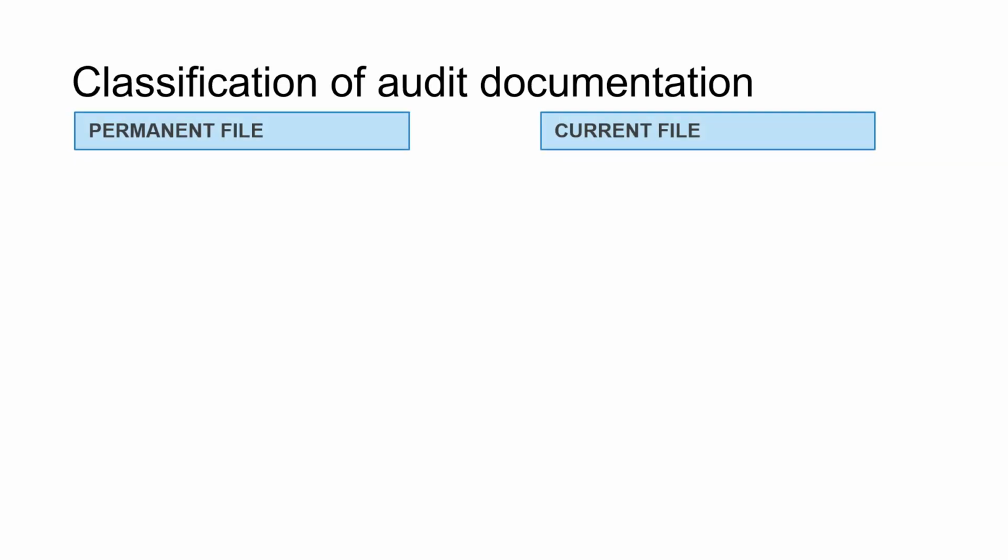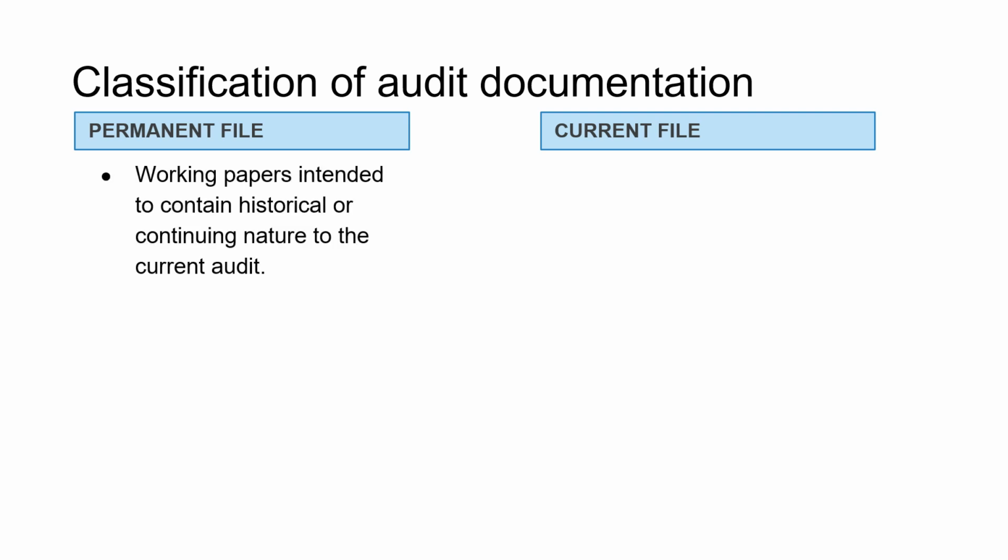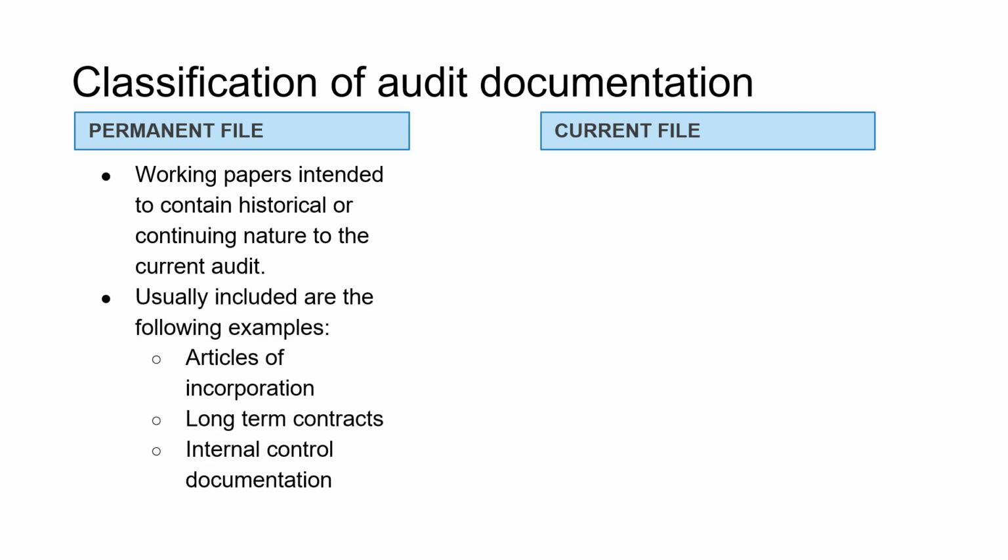Okay, so we classify our audit documentation into two. There is what we call the permanent file. So permanent file would refer to working papers intended to contain historical or continuing nature, okay, matters of continuing significance to the audit. Examples of items to be included in the permanent file are articles of incorporation because, well, we don't expect articles of incorporation to change every year. Long-term contracts, including those of bonds, which would cover, of course, multiple years, and even internal control documentation.